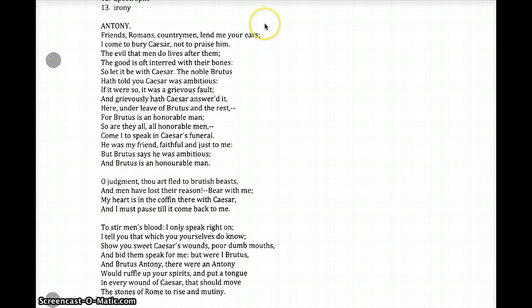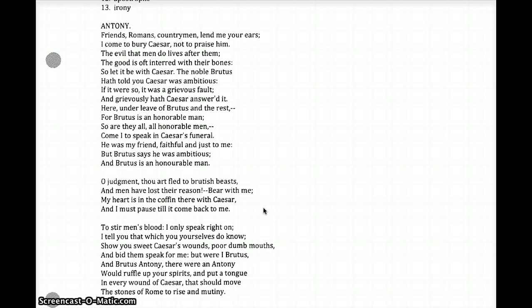Synecdoche, remember, a part for a whole. I was really going for ears here. So obviously people aren't lending literally their ears, but rather they are paying attention or listening. Many people here wanted to call this synecdoche, and it technically is, right? When he says put a tongue in every wound of Caesar, he literally means that he is expressing the grief and the frustration and the horror of every wound in Caesar and letting the wounds speak for Caesar, right? And so technically you could argue that that's a kind of synecdoche or metonymy as well.